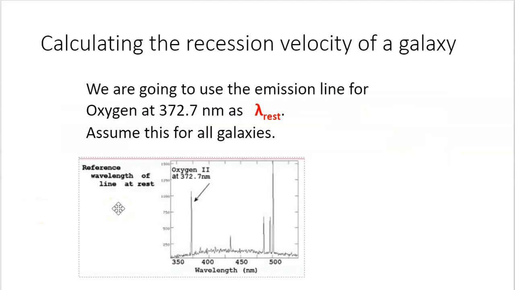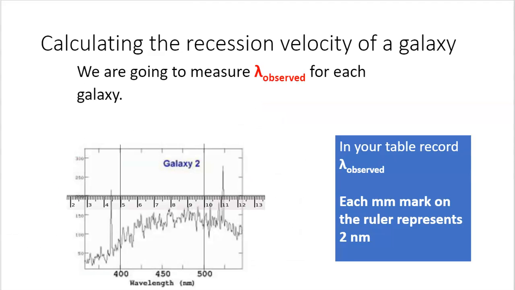Well, first of all, we've been given some spectral data, an emission line for oxygen in the lab, and this particular line occurs at 372.7 nanometers. If you look at the same line from all of the other galaxies, you'll notice that it has moved. Let's have a look and see what it looks like from another galaxy. This is galaxy 2, and the same line in this galaxy is at a slightly different position.